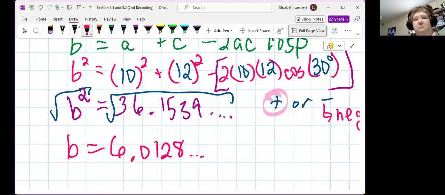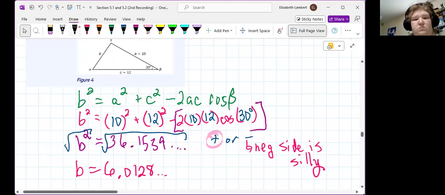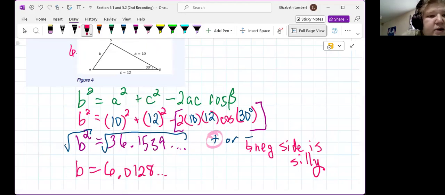All right. So I did some work. I have another thing. So up here, I know this is now 6.0128. So now that I know B and I know the angle that goes with B, then I can use law of sines to find one of the other two angles, and then the three angles have to add to 180 for the third one.